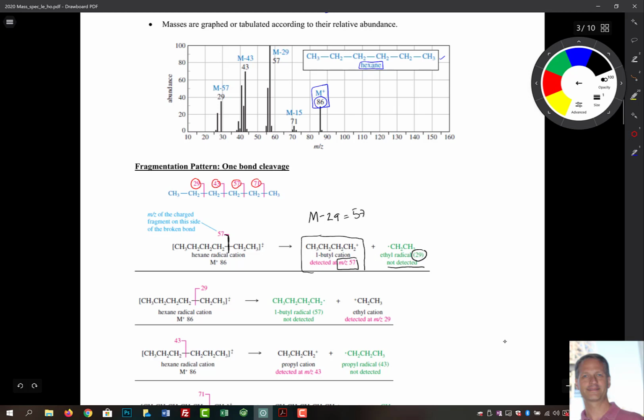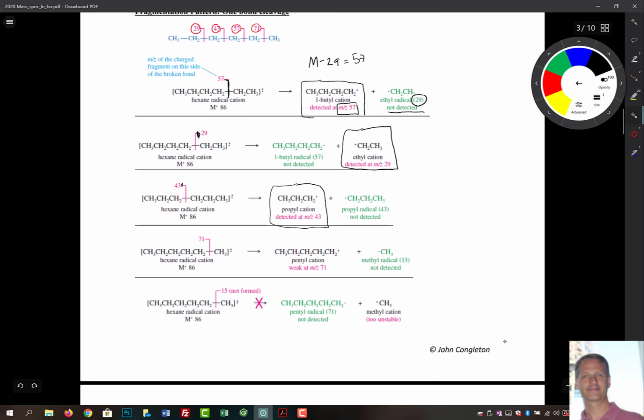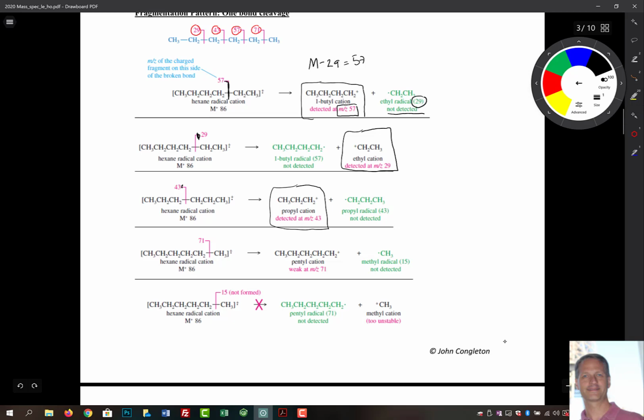And then if we go down and look below, we could cleave it the other direction. So notice that the line is pointing the other direction here. And if we do that, then you'd get this ethyl cation, right? That would be detected. And then the butyl radical would not be detected. And then coming down below, here's your 43. So cleaving it this direction here, you get your propyl cation, right? And then lastly, looking down here below, we cleave at this position to that direction, and we get a 71 at that position.